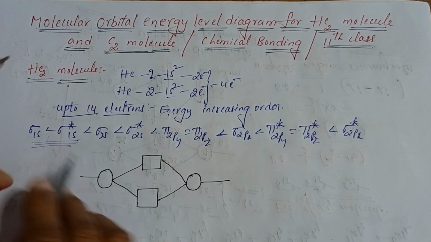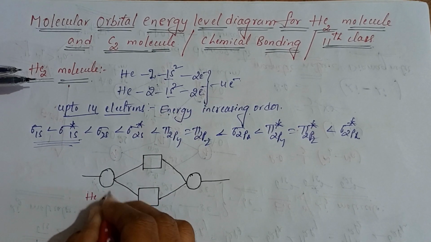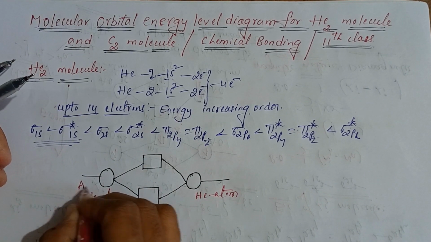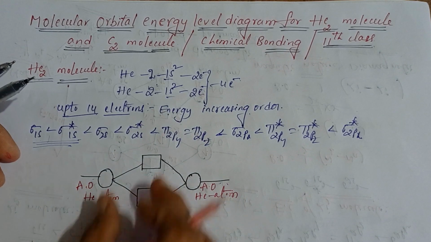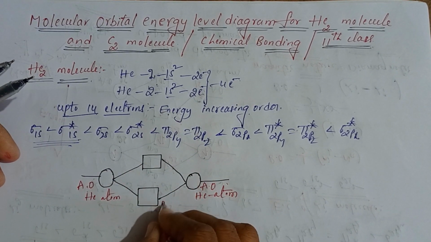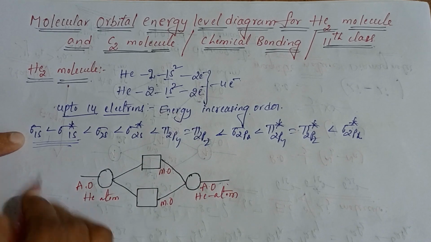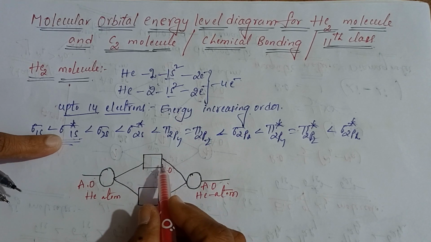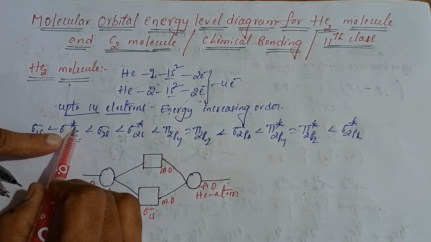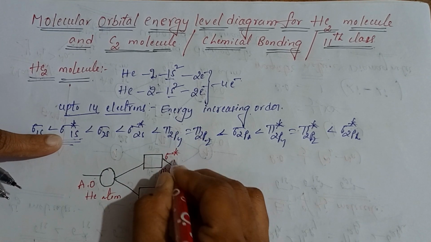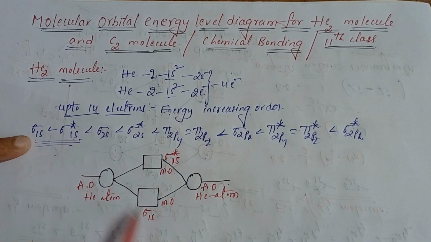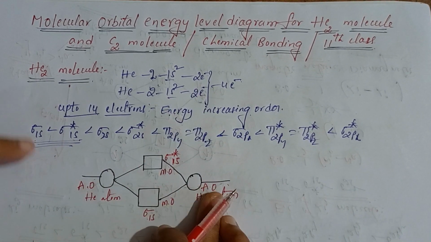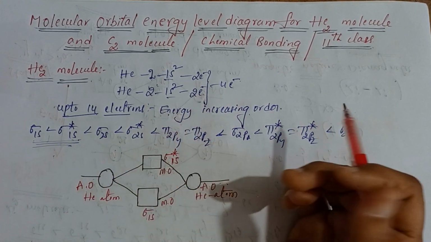This is one helium atom, and this is another helium atom, atomic orbitals. What is this, students? Atomic orbital. This is also an atomic orbital. This is a molecular orbital. Clear? What is this molecular orbital? Sigma 1s. This is an anti-bonding molecular orbital. Here a star is there, which means it is an anti-bonding molecular orbital, so it is sigma star 1s. Clear? This is sigma 1s, this is sigma star 1s. Understood? These are molecular orbitals. These two are atomic orbitals, and these two are molecular orbitals.